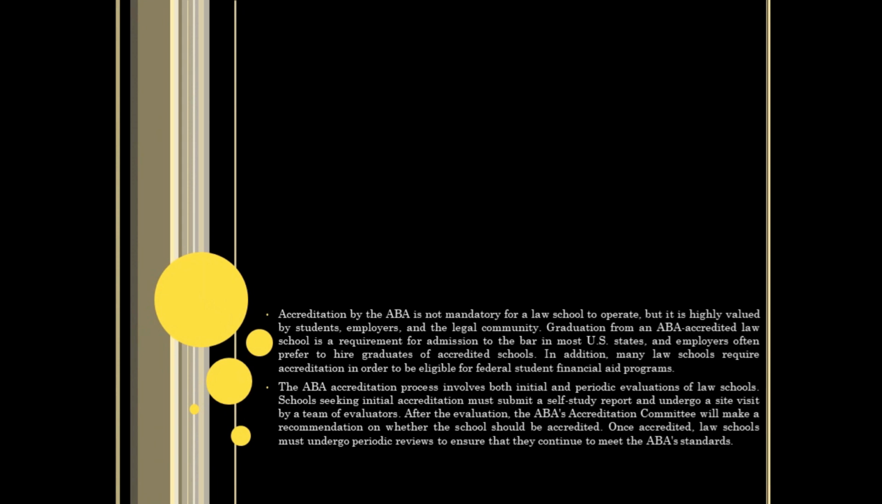The ABA accreditation process involves both initial and periodic evaluations of law schools. Schools seeking initial accreditation must submit a self-study report and undergo a site visit by a team of evaluators. After the evaluation, the ABA's accreditation committee will make a recommendation on whether the school should be accredited. Once accredited, law schools must undergo periodic reviews to ensure that they continue to meet the ABA's standards.